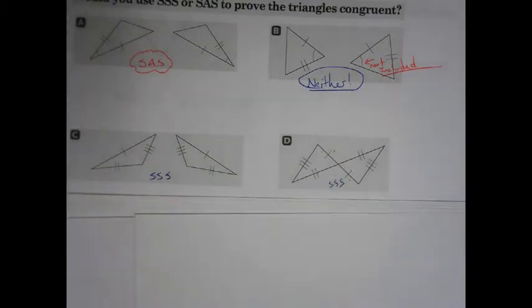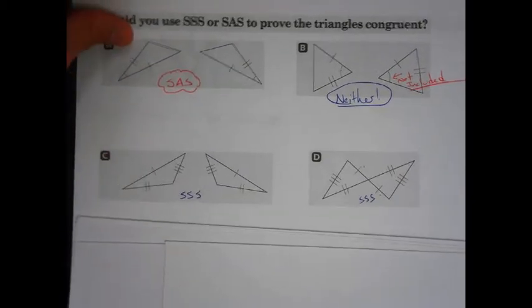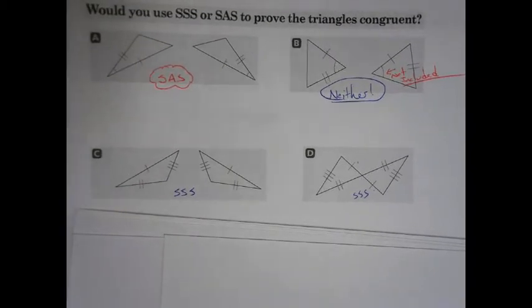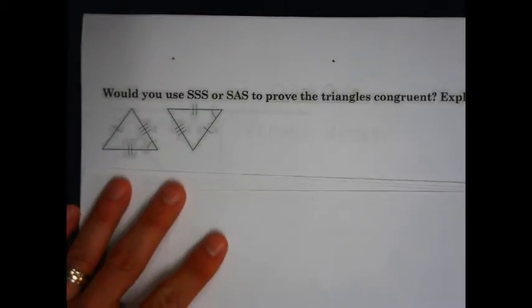And so that's how we would use, again, being able to train our brain to see where we can use these congruence theorems. Too fast? Pause, rewind. Moving on. So the next question is here. Would we use side, side, side, or side, angle, side to prove these two triangles congruent?